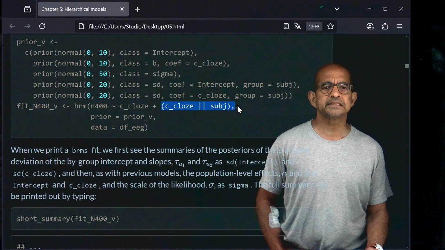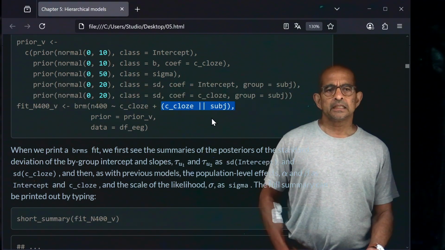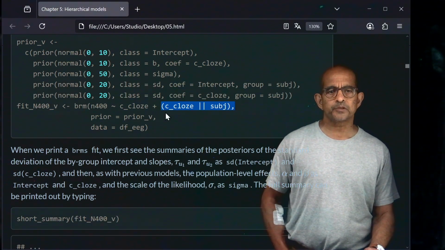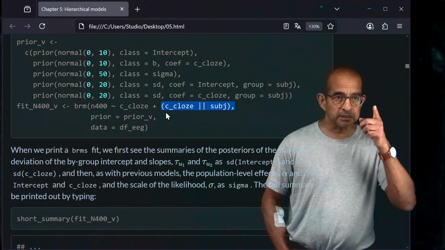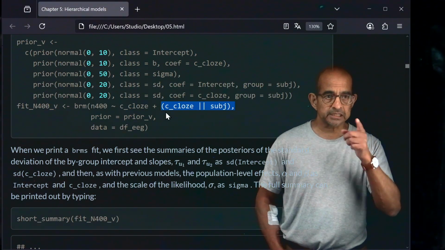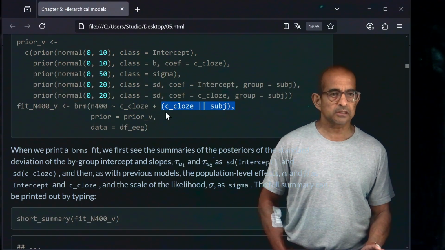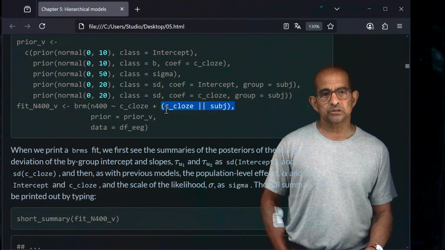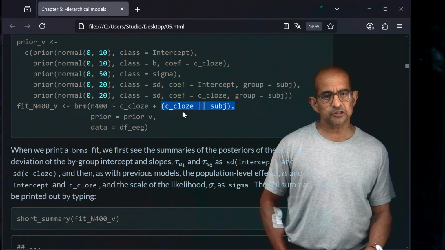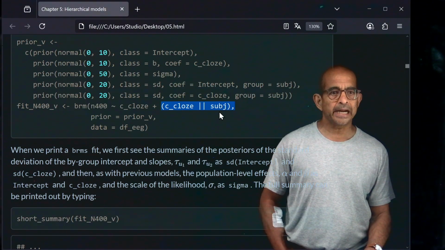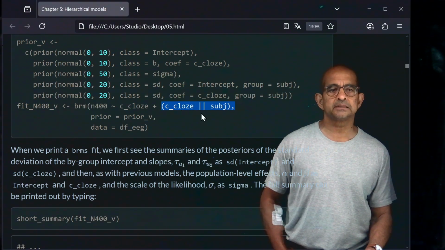What this model is saying is that I want to have a separate intercept. Remember, the one representing the intercept is always implicit. So if I just write C close, I'm assuming an intercept there. So there's going to be a separate intercept and a separate slope for close by subject. So that's what the vertical bars represent.